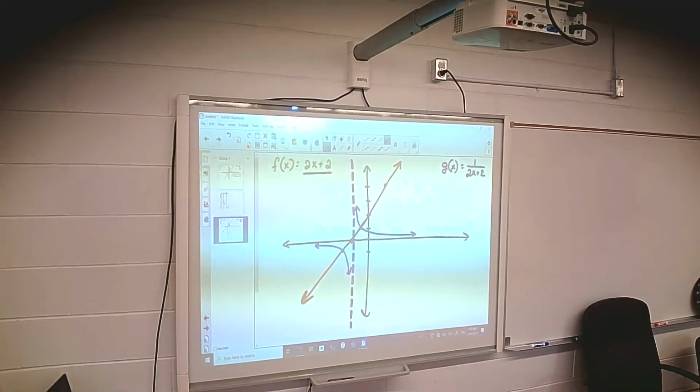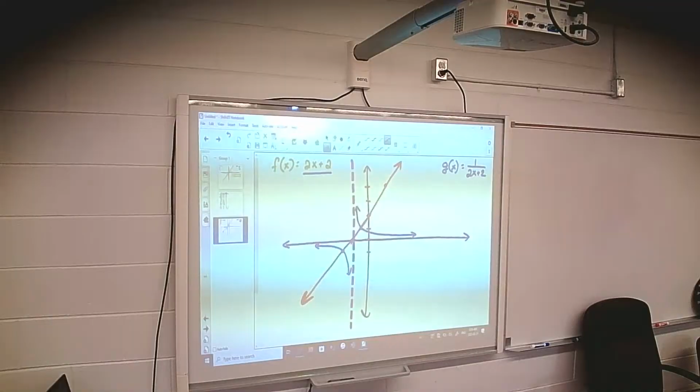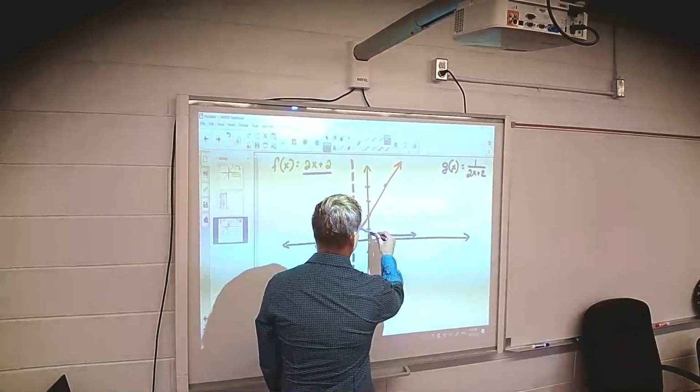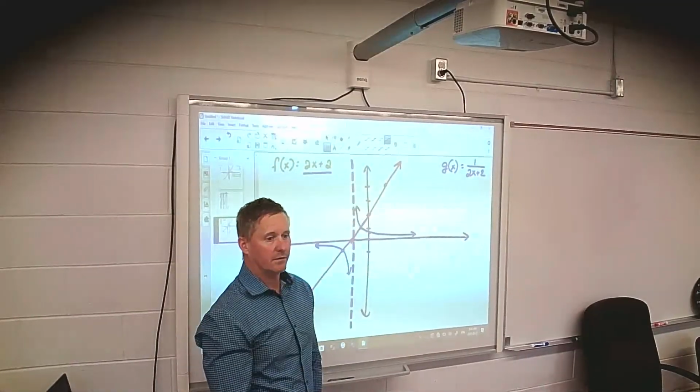I'm taking the 1 over the y value of that coordinate. What's the y value of that coordinate? So what's 1 over 2? It's a half. This is your new y-intercept right here. 0 and 1/2.